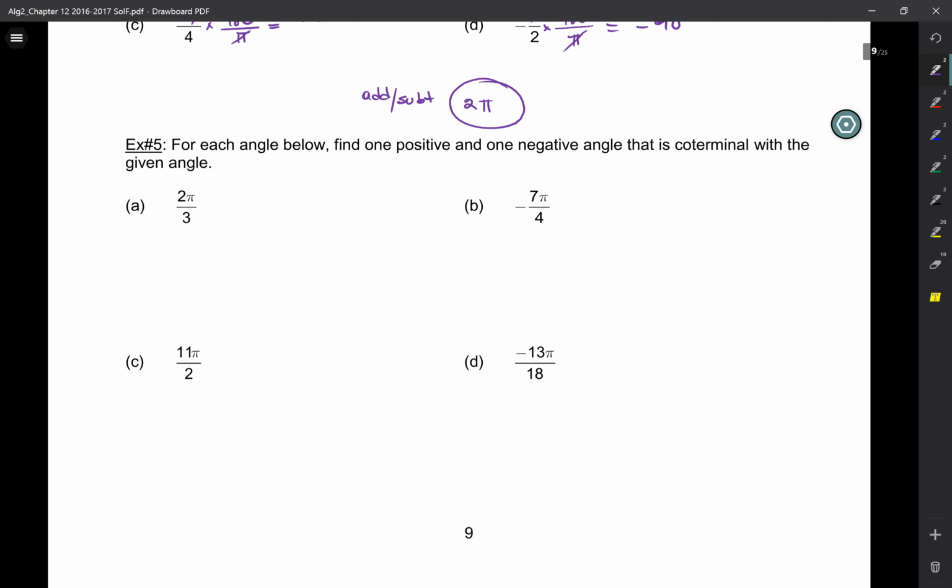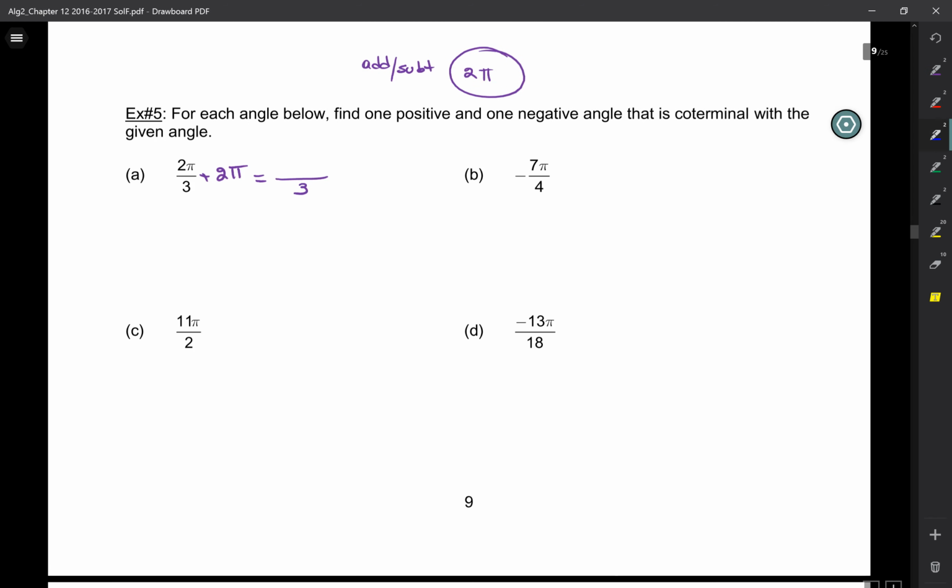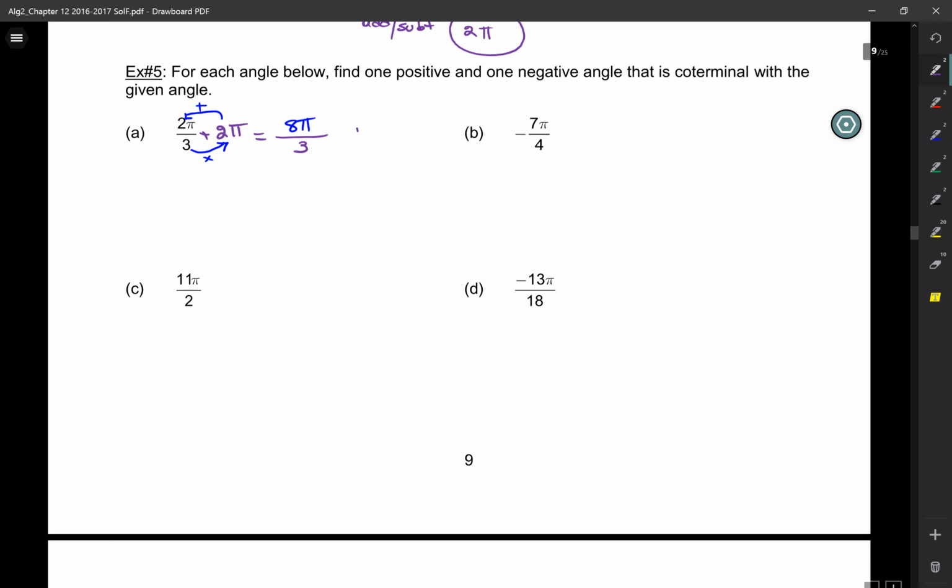So this is going to be plus 2 pi, for the positive one. Let me show you the quick way of doing this. There is a denominator of 3 here. Now, when you have a fraction and a whole number, you multiply this way, so you get 6 pi plus 2 pi, that's 8 pi. It works like a charm every single time. So that's the positive one.